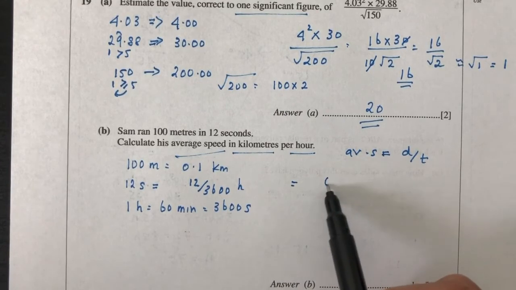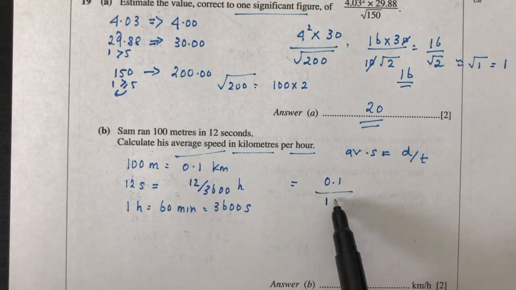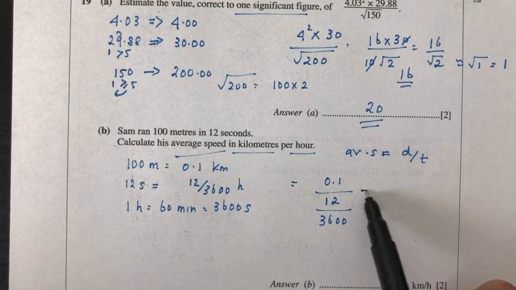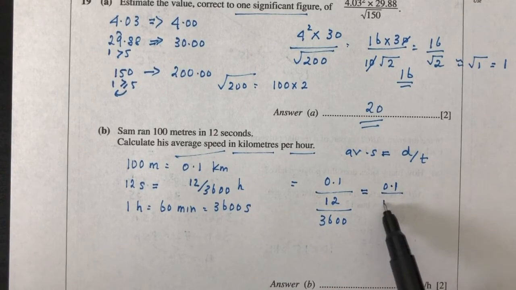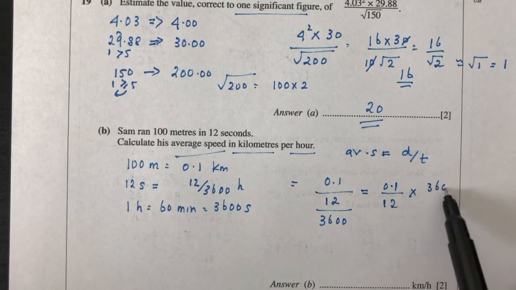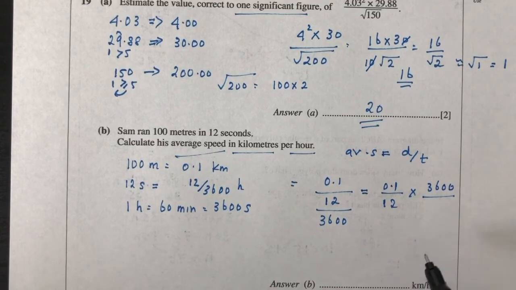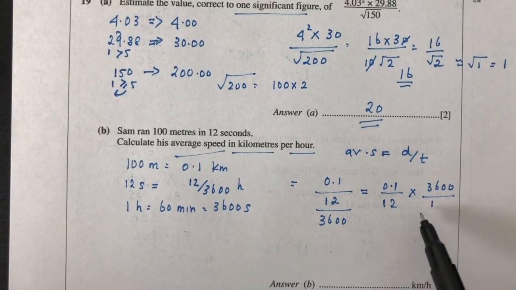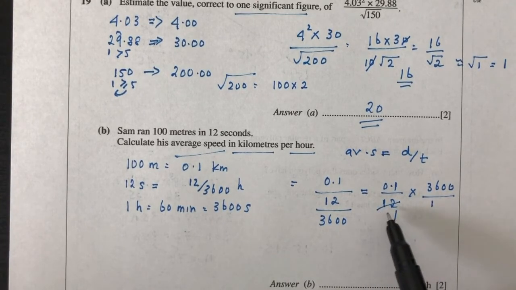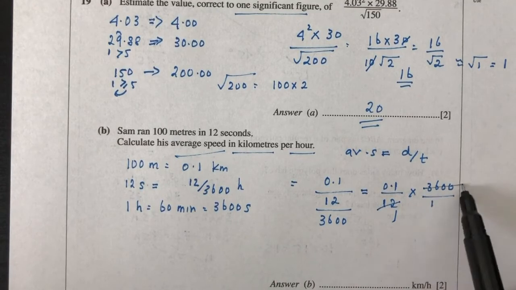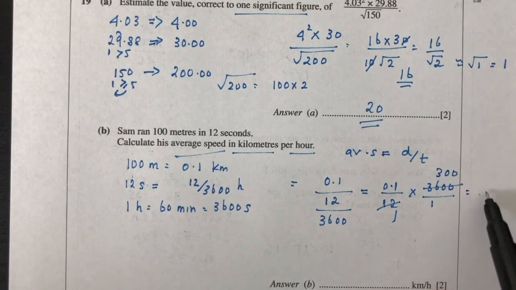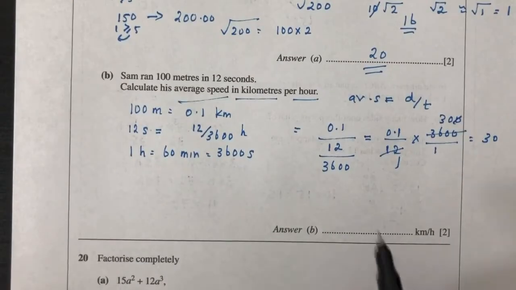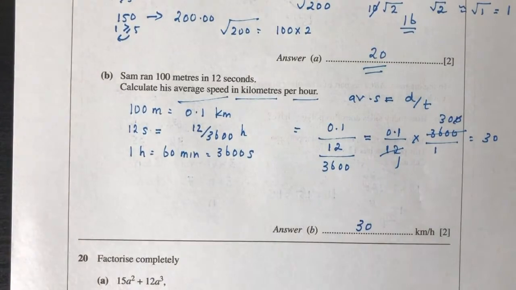So let's do that. Distance will be 0.1 divided by 12 over 3600, times 3600 over 1. So let's simplify this, see what we have. This becomes 12, becomes 300, 0.1 goes away, that will be 30. So the answer will be 30 km per hour. That was question number 19.